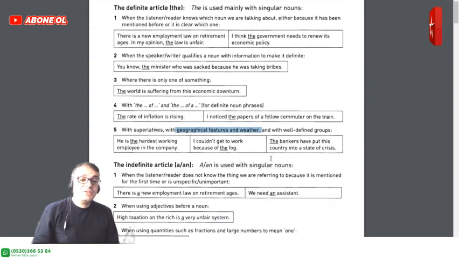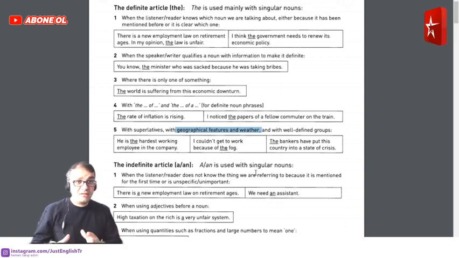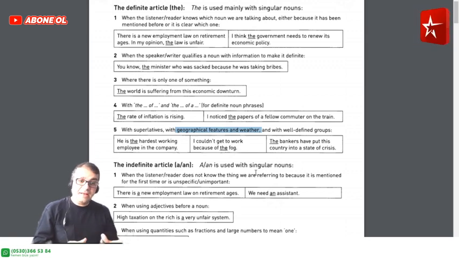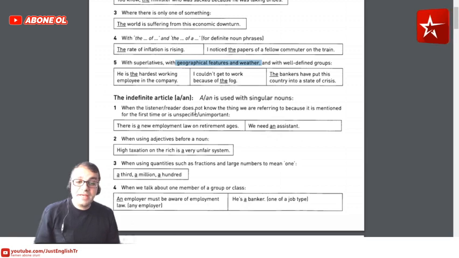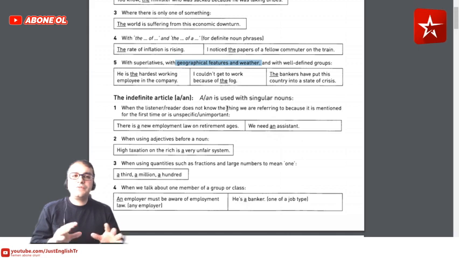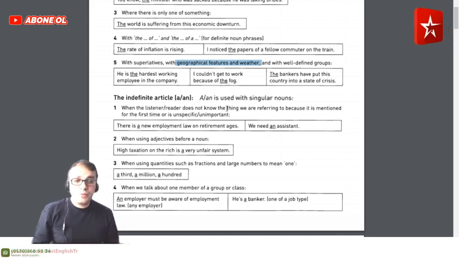Okay. So now let's go to the next one, which is, of course, we covered the article the, and we just go for a and an, for example. It is used when the listener or the reader does not know the thing we are referring to because it's mentioned for the first time. We're not like close friends, so it's mentioned for the first time. And in this way, we say, there's a new employment law on the retirement ages.